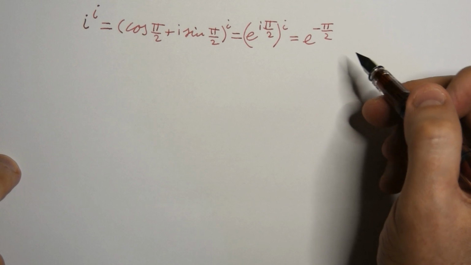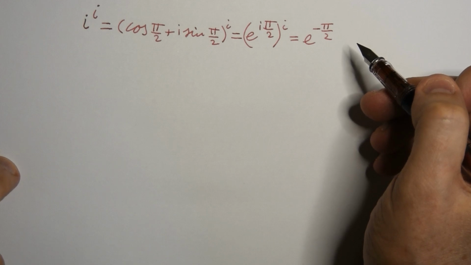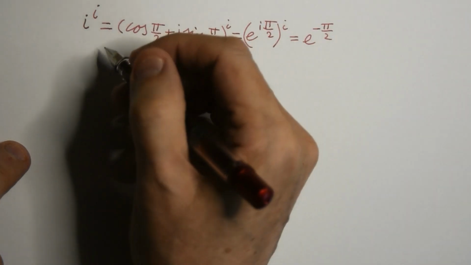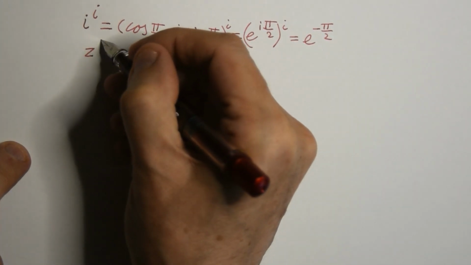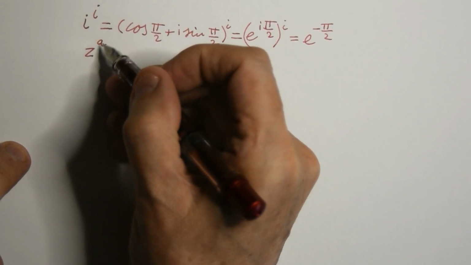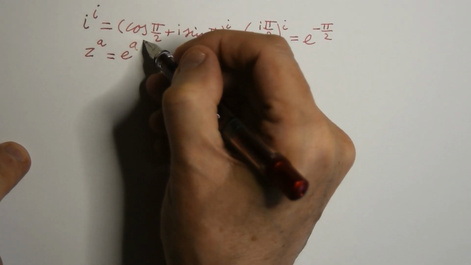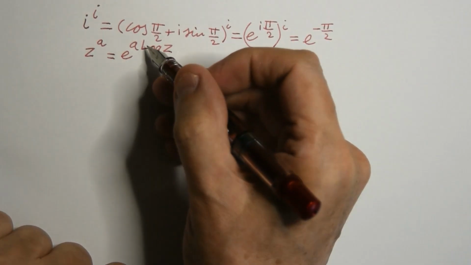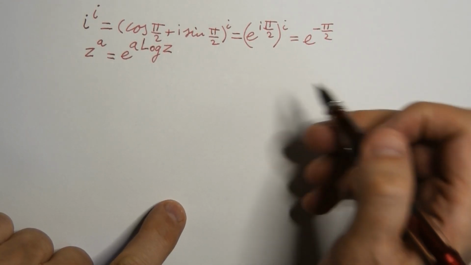In complex numbers there are way more solutions to this. It's not a single valued function, it's a multiple valued function. And we can see that by going into a slightly different way of evaluating this. We are going to use the following formula: if you have z to the a, where z is a complex number and a could also be a complex number, this is equal to e to the power of a log z, where log is not just covering the primary branch but all branches of the solution.